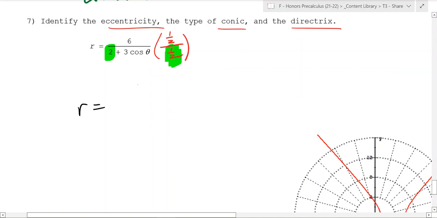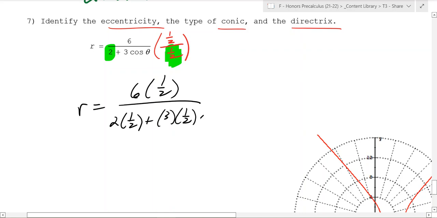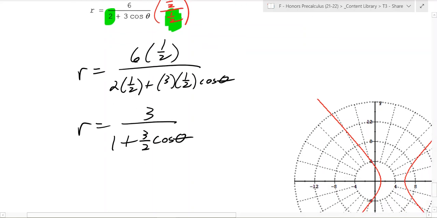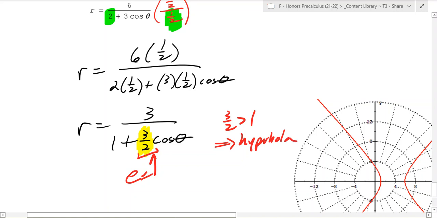So what we end up with, r is equal to 6 times 1/2 over 2 times 1/2. I'm doing a kind of extra step, 3 times 1/2 times cosine of theta, like this. So when you simplify this, you end up with 3 over 1 plus 3/2 cosine theta, like that. And we know, therefore, that this number right here, the one before cosine, has to be the e value. That's the e value by definition of our formula. 3/2 is greater than 1, therefore it's a hyperbola, right? And therefore we also know that the top here has to be ek.